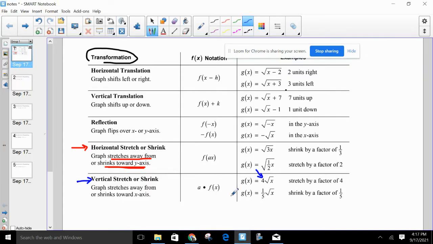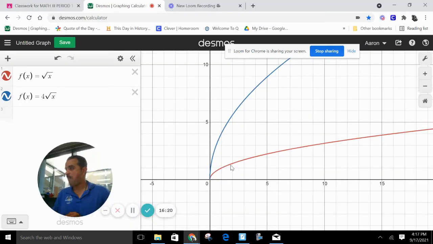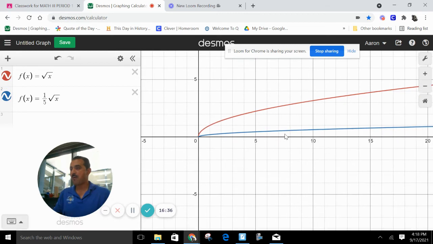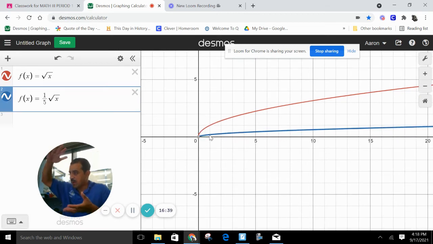What about if it was 1/5? Then it'd be a shrink by a factor of 5, notice. So let me do it outside. Remember the horizontals were if you put the whole number or the fraction and multiplied by x inside the square root. Now what we're doing is outside the square root. What if I multiply the whole square root by 1/5? Watch what happens. So now it's a vertical shrink. It's getting closer. We took that parent and now it's getting closer to the x-axis. Vertical shrink, by a factor of 5.